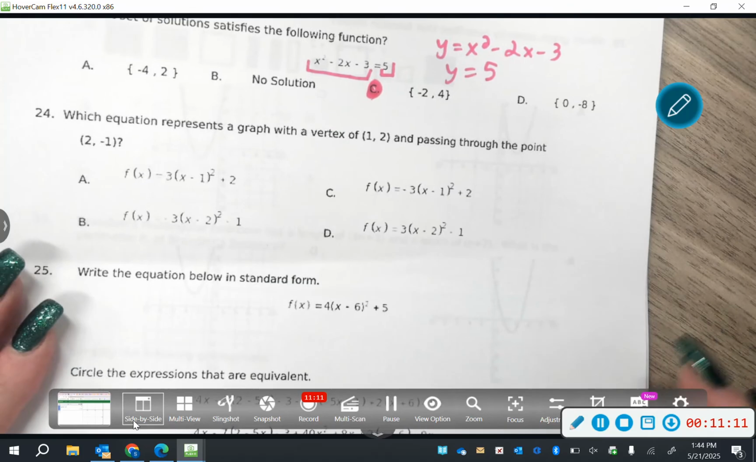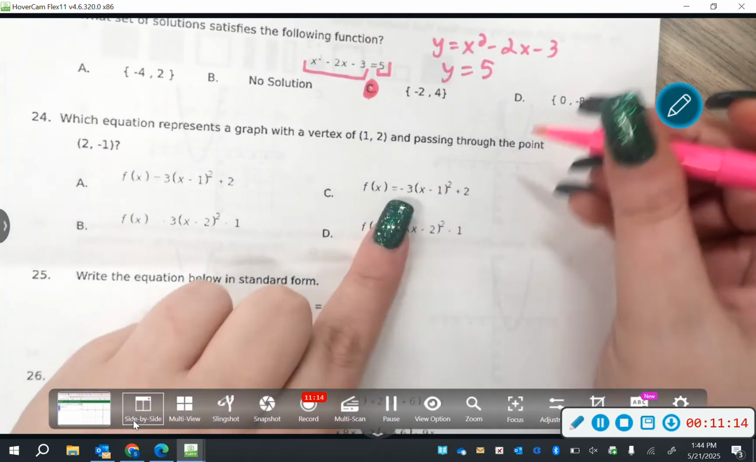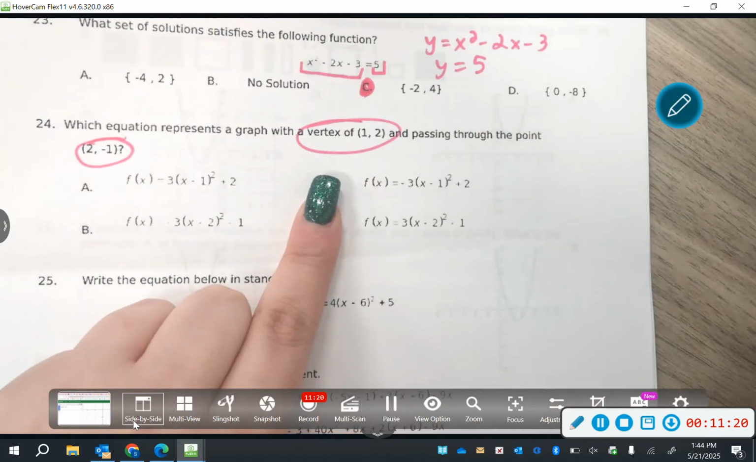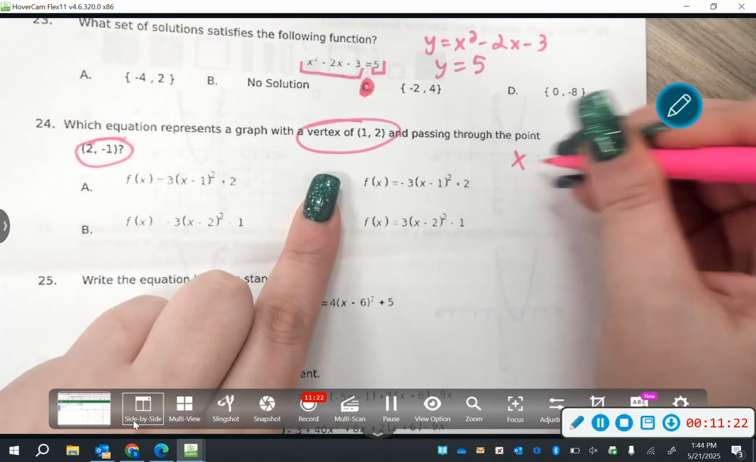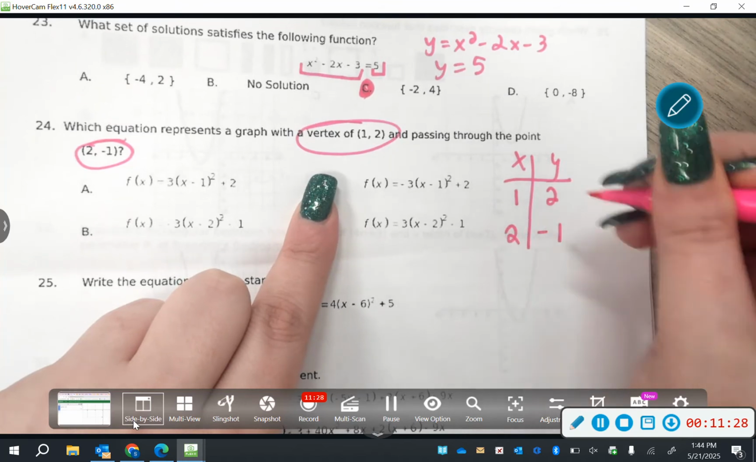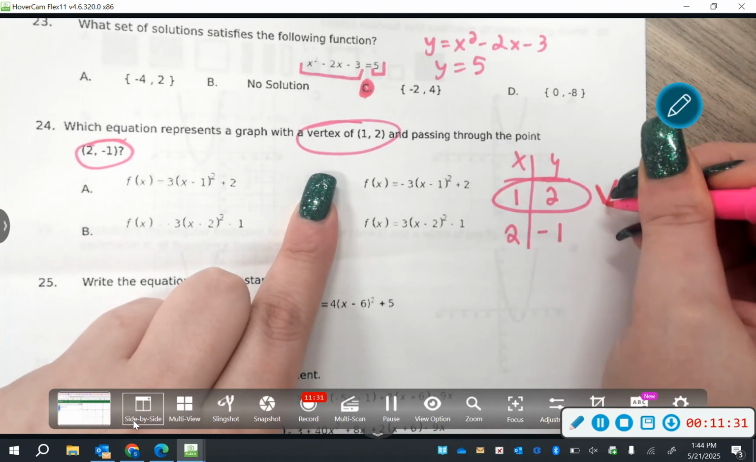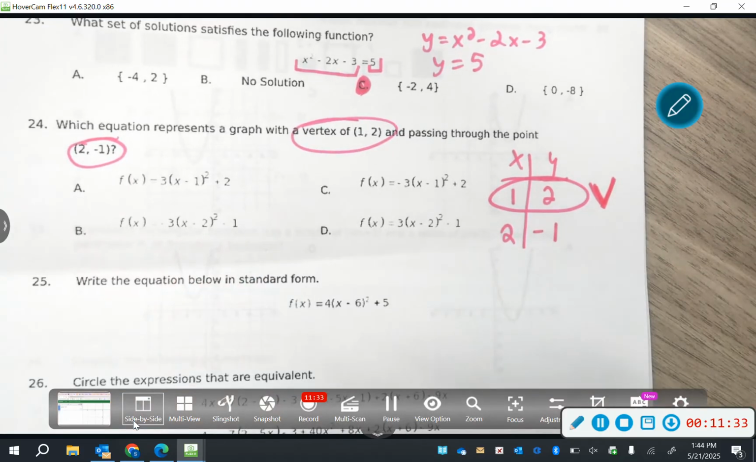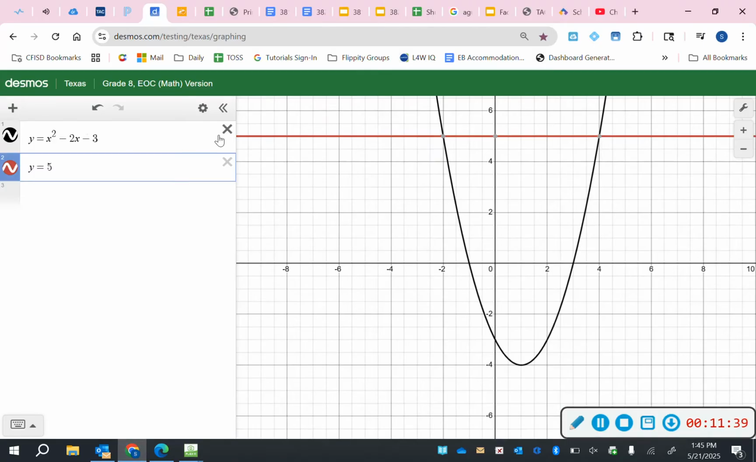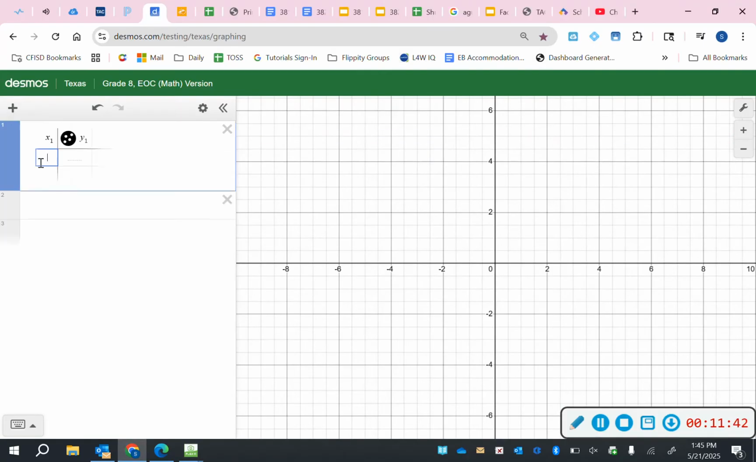Okay. Which equation represents a graph with a vertex at (1, 2) and passes through the point (2, -1)? Okay, X, Y. I'm going to put these in a table. We have (1, 2). We got (2, -1). We need to be careful. We need to make sure when we plug it in that this one specifically is our vertex. So plus sign, table. I'm going to get our 2 points in there. We got 1 and 2. We got 2 and -1.